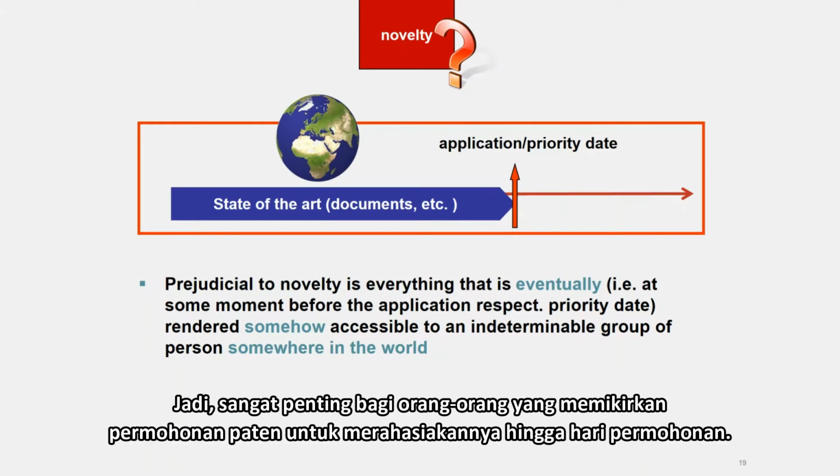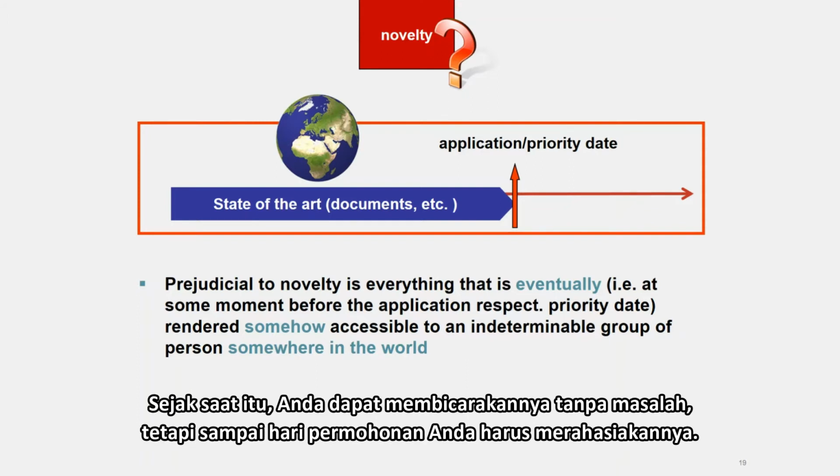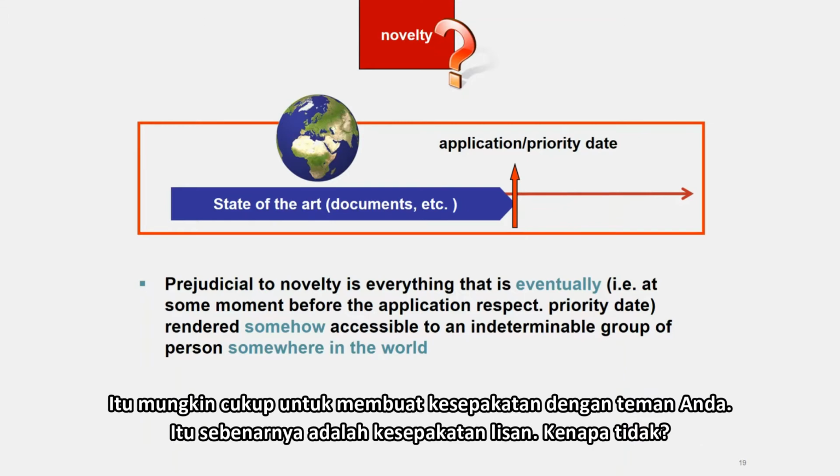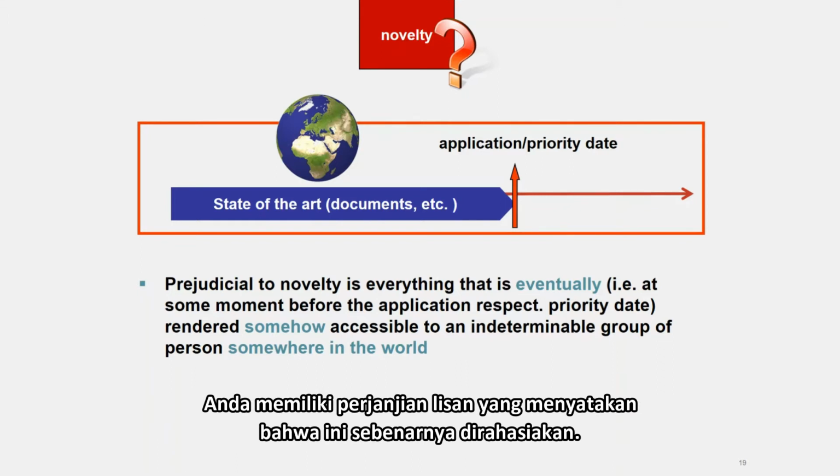So it is very important for people who are thinking of a patent application to keep it secret up until the day of application. From that point on, you can talk about it without any problem. But until the day of application, you shall keep it confidential. If you actually talk to a friend and you ask your friend, for example, to keep it confidential, that might be enough. You have some sort of agreement with your friend. That is actually an oral agreement. Well, why not? You have an oral agreement which states that it is kept confidential.